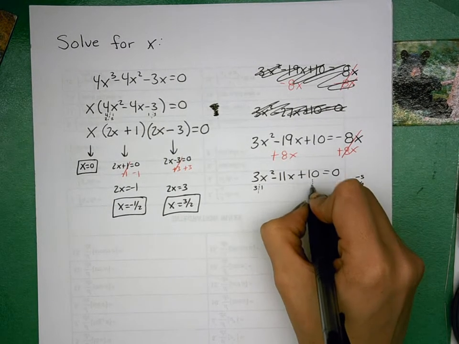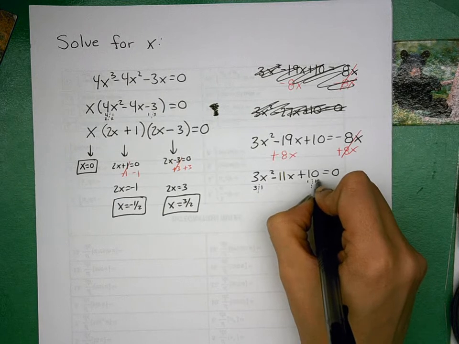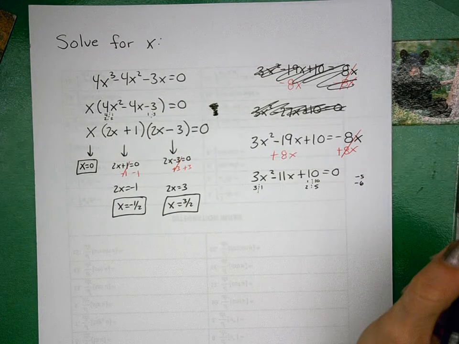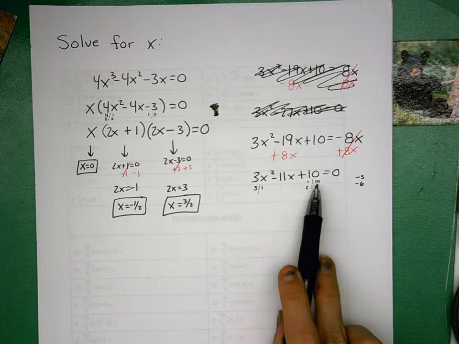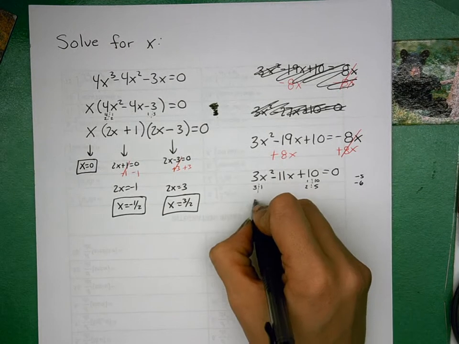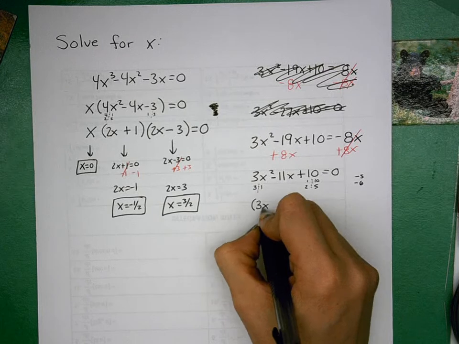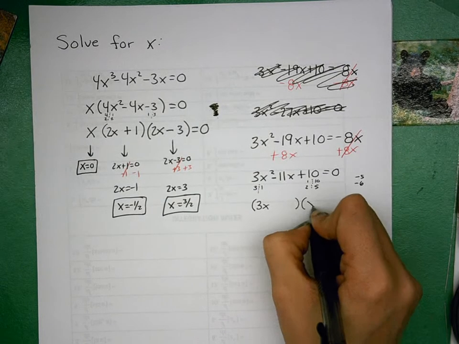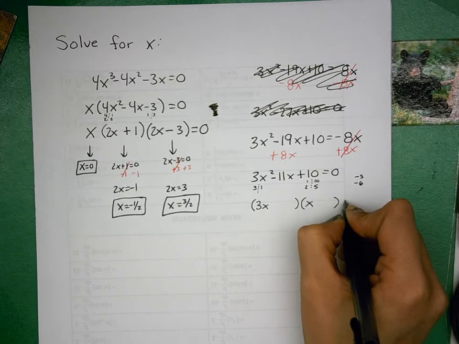The 3 breaks up as 3 and 1. The 10 breaks up as either 1 and 10 or 2 and 5. Looking at the numbers I'm trying to create, I'm pretty sure it's not going to be the 1 and 10. But it's good to recognize that's a possibility. So like I said, the 3x is going to break up as 3x and x.